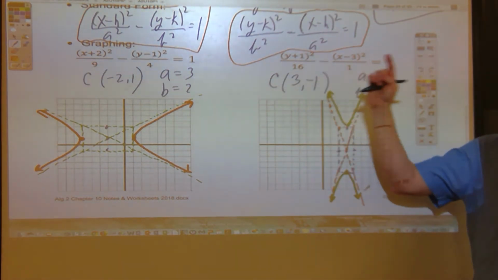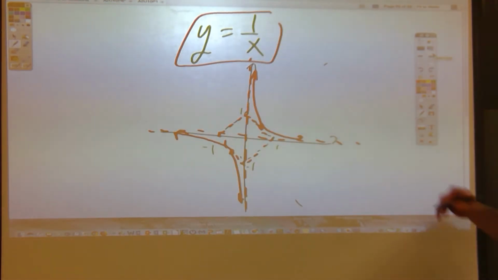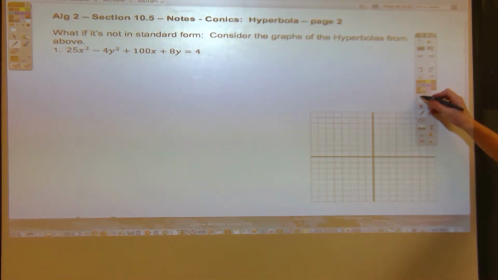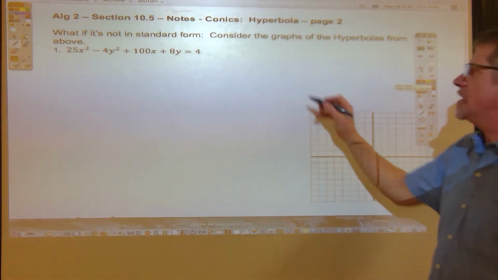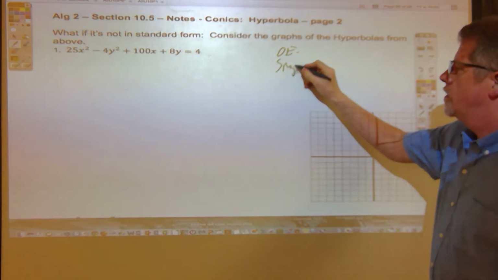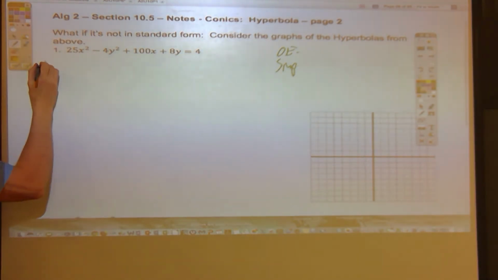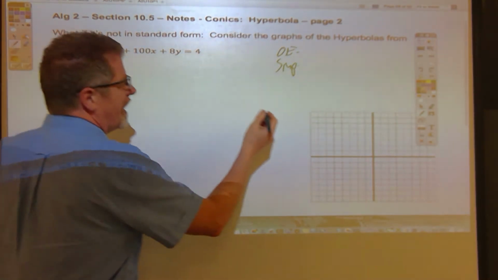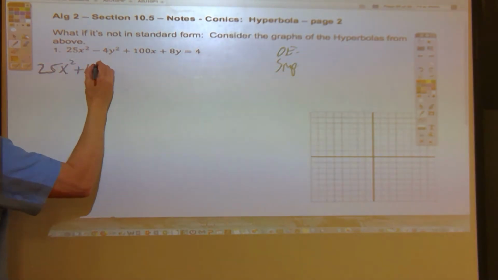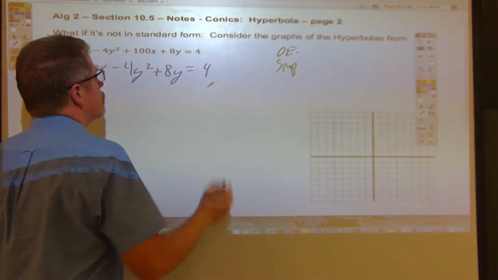It's a little easier if the equation's already in standard form. What if the equation is not in standard form? Let's go to the back side here. Just like with ellipses, this is probably going to seem a lot like the lesson on ellipses. We're going to use the commutative property of equality to collect the x terms together. Join me in writing 25x squared plus 100x minus 4y squared plus 8y equals 4.